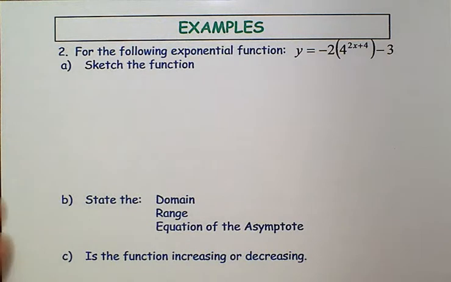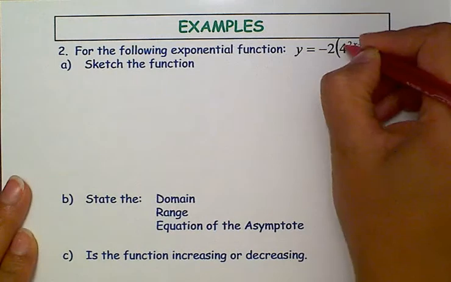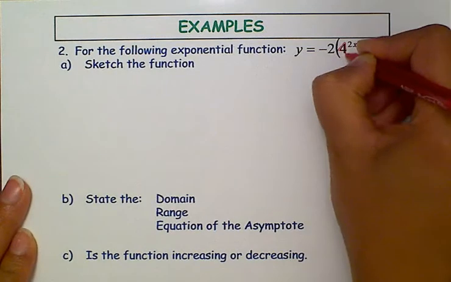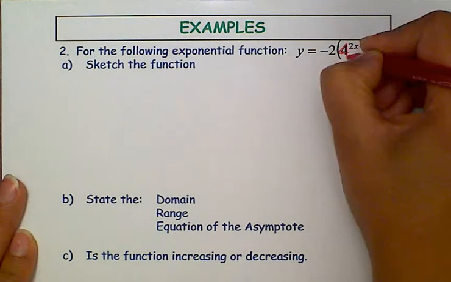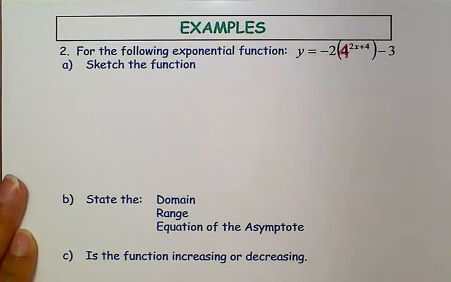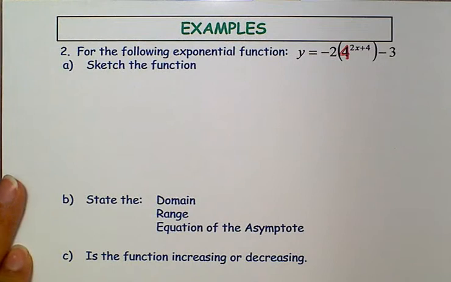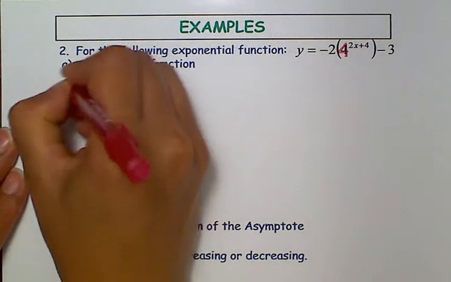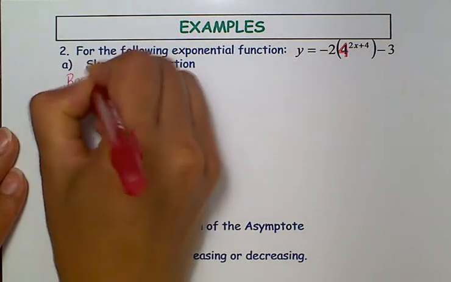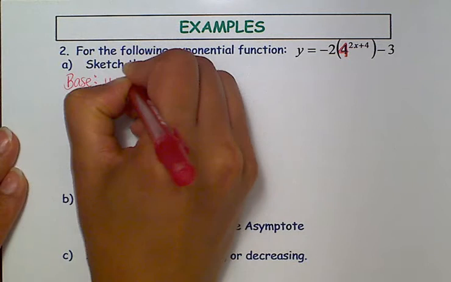So right away I can see that 4 is the base value that has all the exponents being applied to it. So this 4 here that I've highlighted in red is actually the base function that we're going to be looking at, y equals 4 to the exponent x. Okay, so I can write that down right away. So the base is y equals 4 to the exponent x.